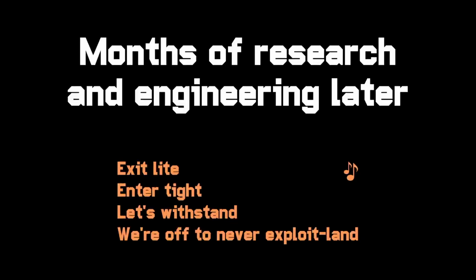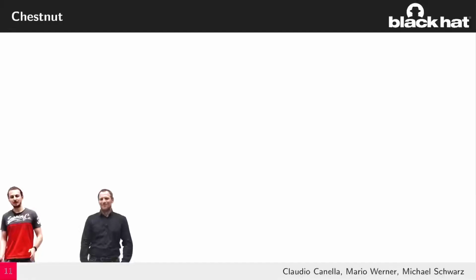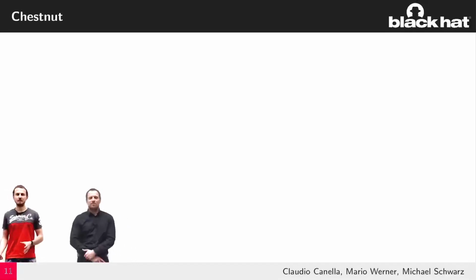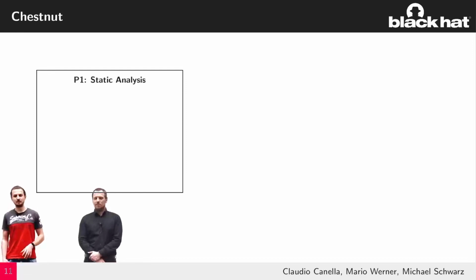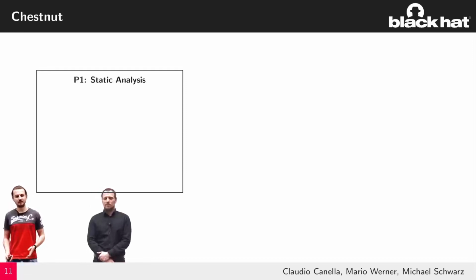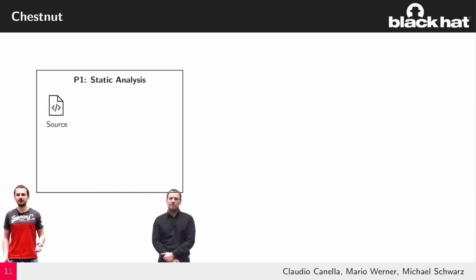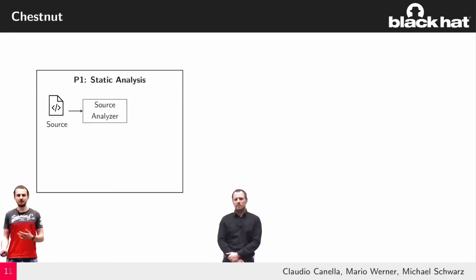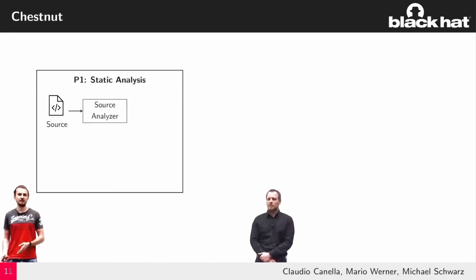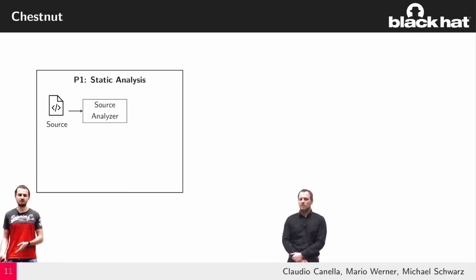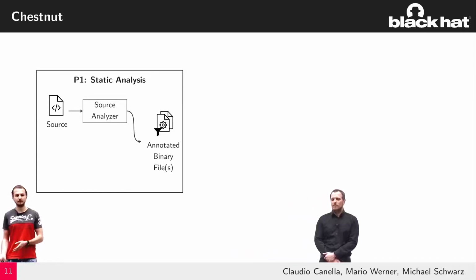Months of research and engineering later, we came up with this solution that we call Chestnut. And Chestnut is more or less a two-phase approach. So in the first phase, we call it P1, we have the static analysis. And it's more or less what you said. We take the source code of an application, we use our tool that we call Sourcealyzer, it performs some analysis, and at the end, it tells us what are the system calls that the application is going to execute.